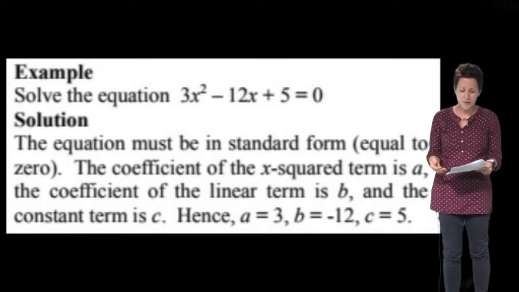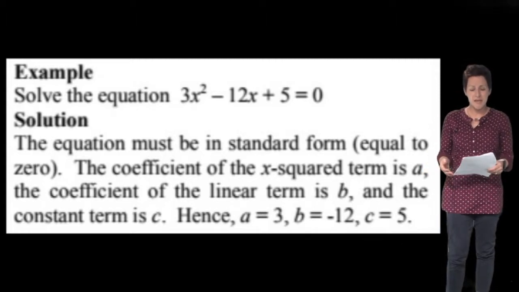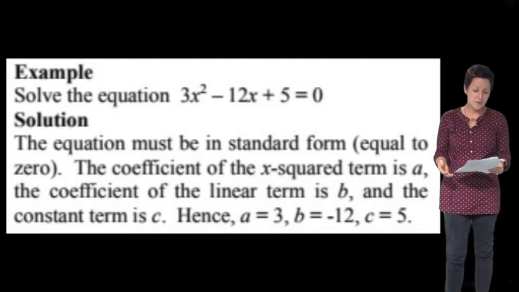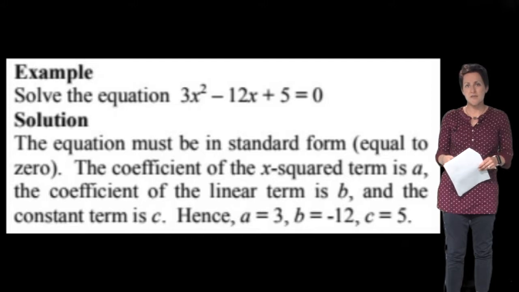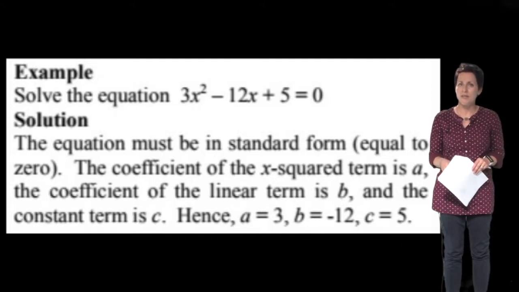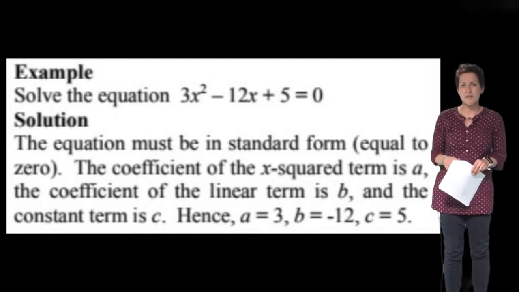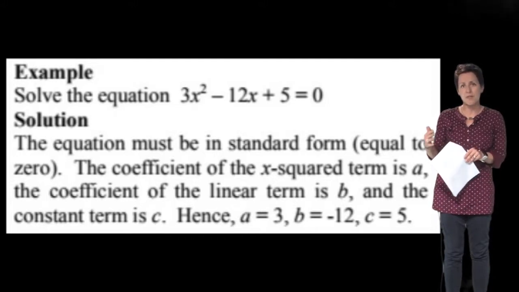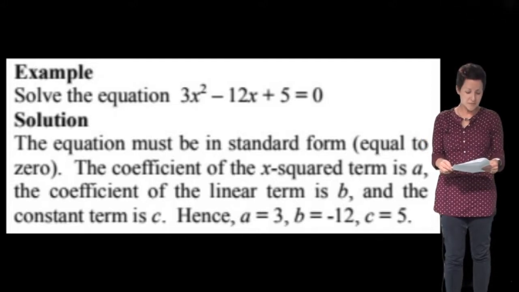There is an example here, 3x squared minus 12x plus 5 equals 0. In this case, your a would be 3, your b would be negative 12, and your c is 5. And you can see how we take those values, we substitute them into the quadratic formula, and we very, very carefully simplify the expression to get 2 answers. That plus or minus tells us that we're going to do the equation with plus, and then we do the equation again with minus, and we can get our 2 solutions.